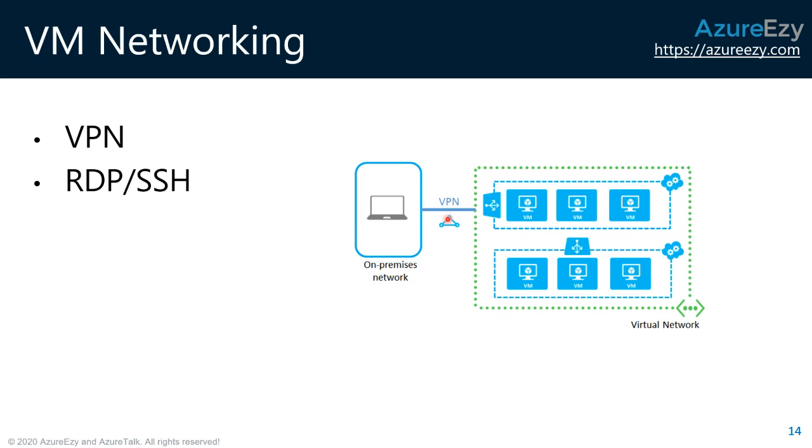So RDP is something where, if your VM is deployed based on Windows, right? If it is a Windows VM, then probably you will be connecting using RDP. But if it is a Linux VM, then probably you will be using SSH. That's the difference. So if you have deployed a Windows VM and you want to go inside that VM, and the network has been already established, right? This VPN is already established.